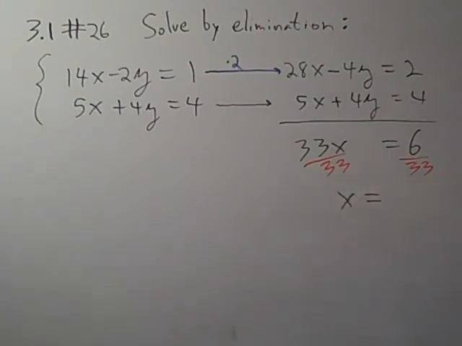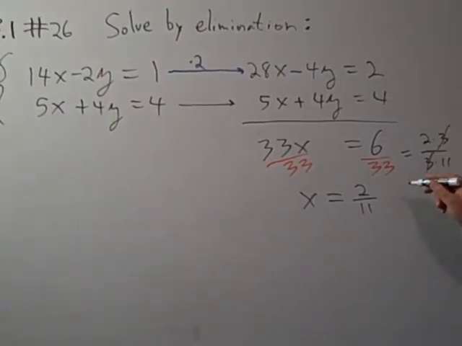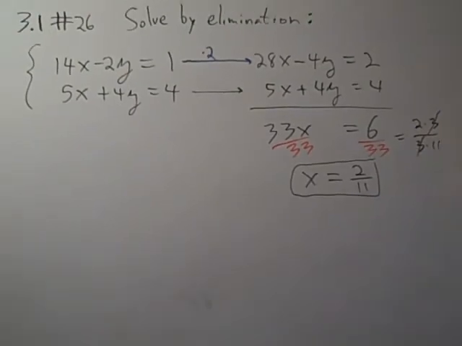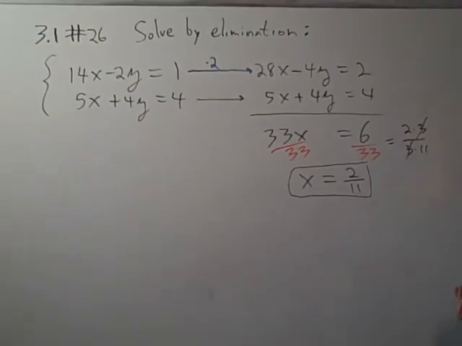x is equal to 6 divided by 33, which is the same as 2 divided by 11, because that's 2 times 3 divided by 3 times 11. The 3's cancel, we're left with 2 11ths. So that's the x-coordinate of the intersection of these two lines, and now we need to go find what the y is that goes with this.